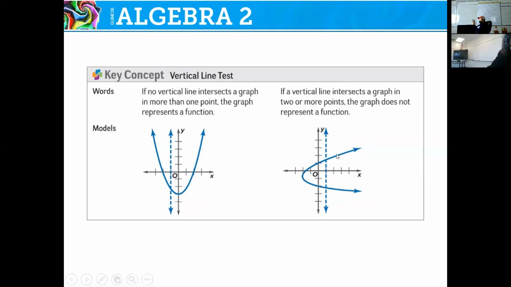Okay, and what we have to remember is that these are infinitesimal. Okay, we have to go all the way down to decimal points, all the way down to decimal points for it to be a true function.